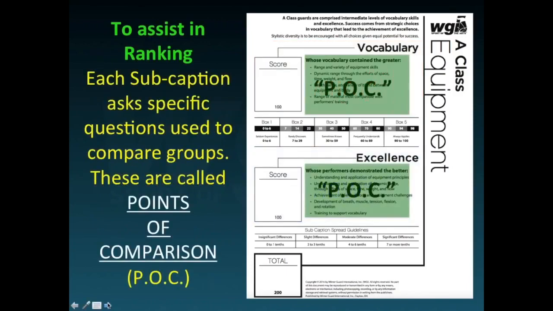To assist in the ranking, which is the first priority, each subcaption asks specific questions used to compare the groups. These are called the points of comparison, or in the old days we called them the comparative questions. And so just so that we can kind of play along, look at the big word vocabulary up there, and then look at the green box just underneath that, and see where it says whose vocabulary contained the greater, and then you go down those list of points or bullets, and that finishes out the question. So read it with me together. The first one, whose vocabulary contained the greater range and variety of equipment skills?